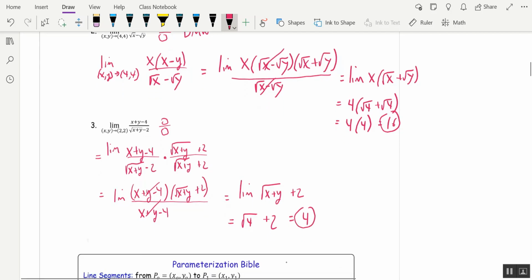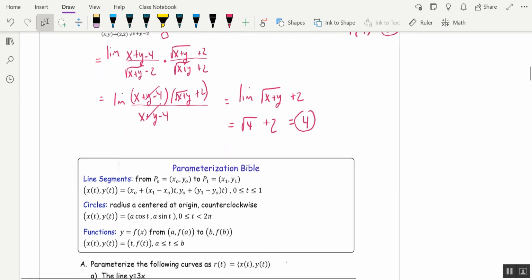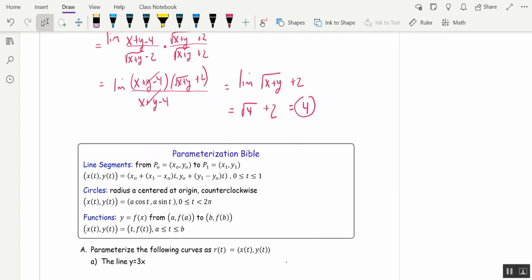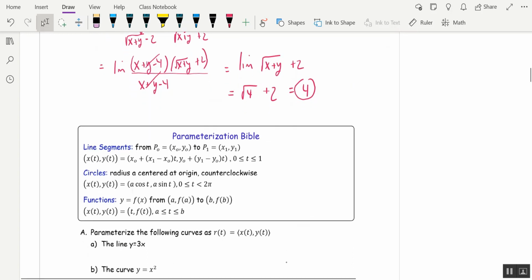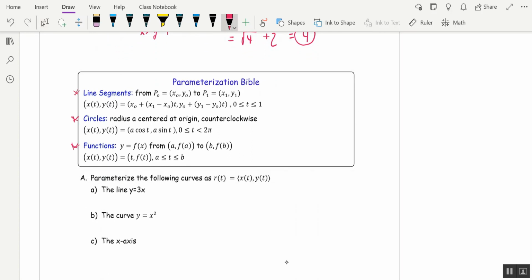All right, last topic is showing limits don't exist. And so to do that, we need to be able to parameterize curves. And so I'm going to remind you of the parameterization Bible that we learned in Calc 2. And here are the 3 basic parameterizations that you use most often. And here's some examples.